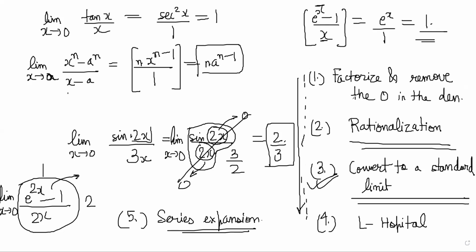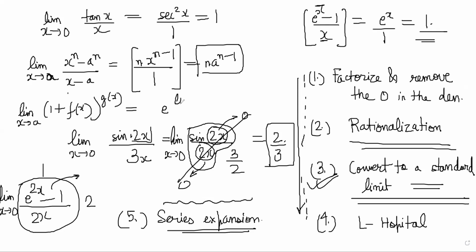That is by Taylor series. And by standard limits, I mean all of the standard limits that we saw so far. Even the limit as x tends to a of (1 plus f(x)) to the power g(x), which is e to the limit x tends to a of f(x) g(x), as long as f(x) tends to 0 and g(x) tends to infinity. So these 5 major strategies are what you will be using in most of the problems. That's all for limit calculations.